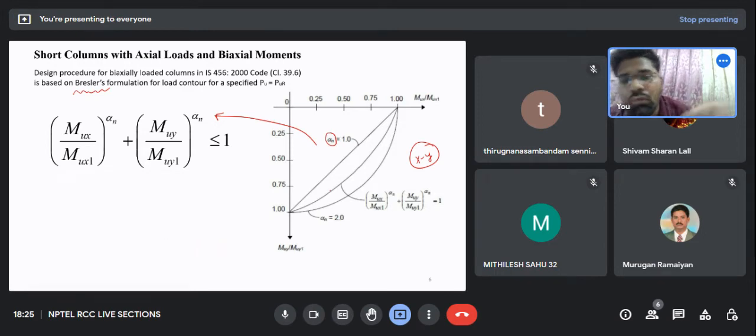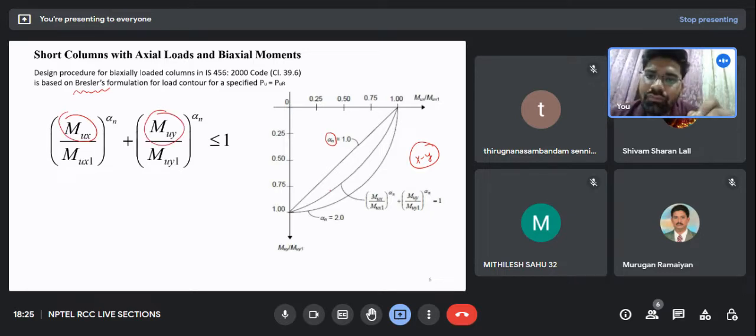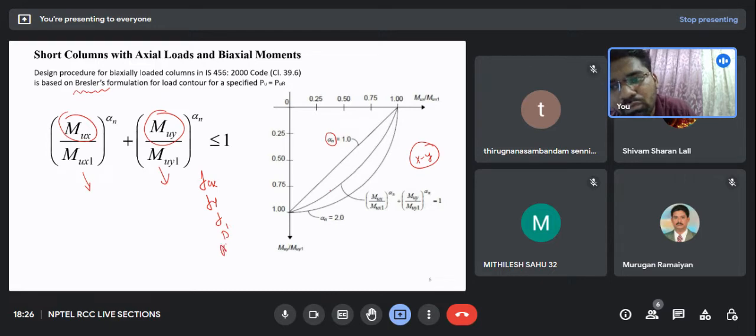So basically now what our task is, this Mux and Muy will be known to us, because someone will ask me, okay, these are the two moments which are acting on the column, so please design my column. Now the question is how you will find these uniaxial capacities Mux1 and Muy1, because in the question fck will be given, fy will be given, d will be given, d dash will be given, and what else will be given, Mux will be given, Muy will be given, and P will be given. So all of this is given.